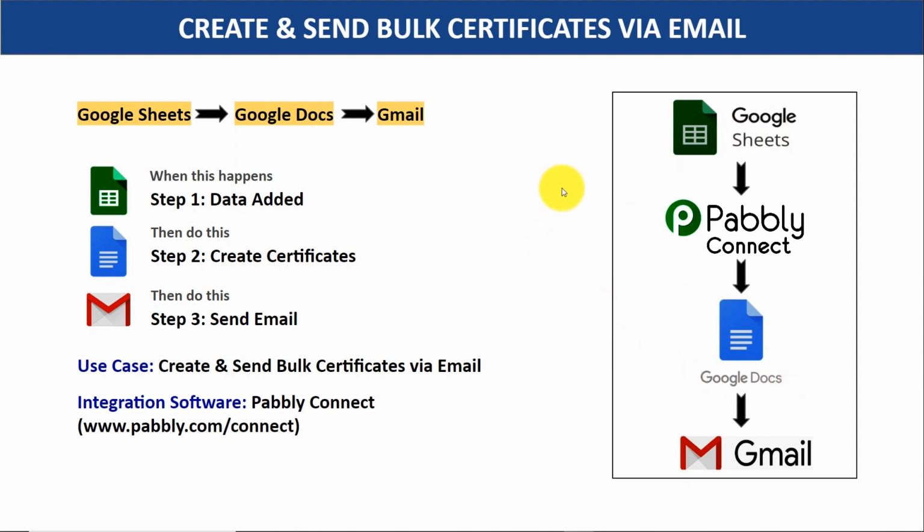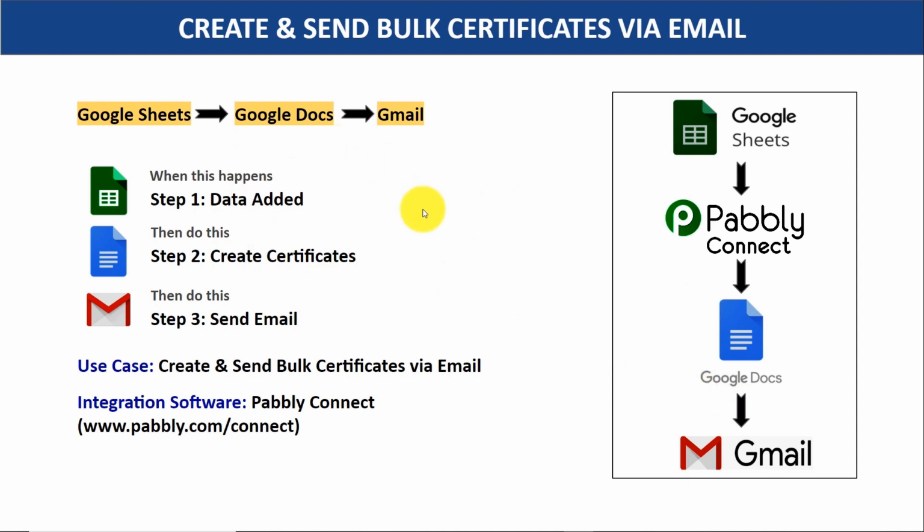So here you have two choices. The first choice is you copy all the details of the participants from Google Sheets, sort them out individually, create a certificate from Google Docs, compose an email, upload the certificate, and manually send it by email. So the problem with this approach is it's actually very repetitive and tiresome, considering you have many participants.